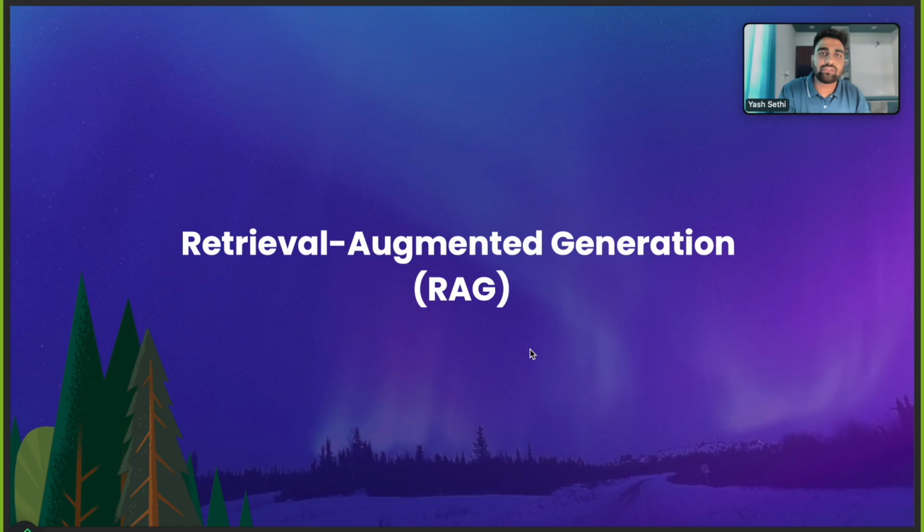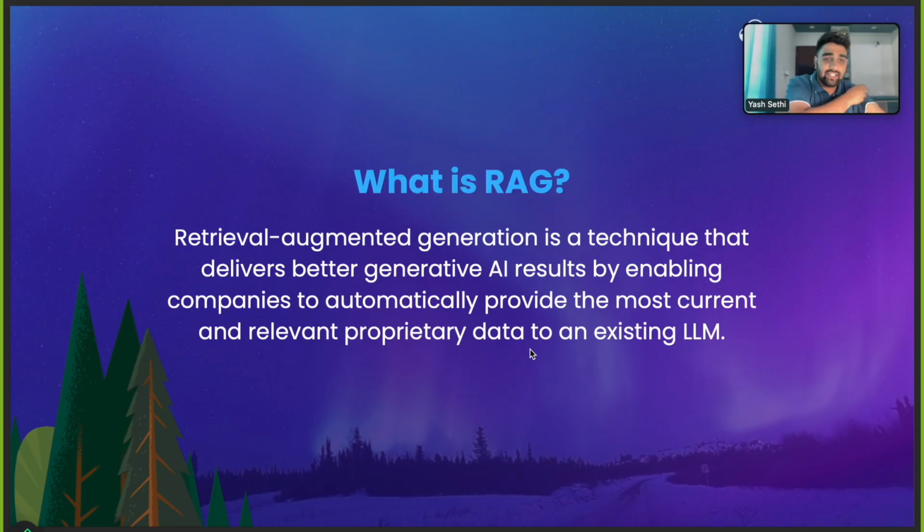So RAG stands for Retrieval Augmented Generation, and RAG is a technique that delivers better generative AI results by enabling companies to automatically provide the most current and relevant proprietary data to an existing LLM. So let's understand it this way, very simple, right?